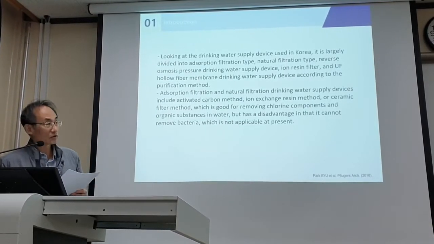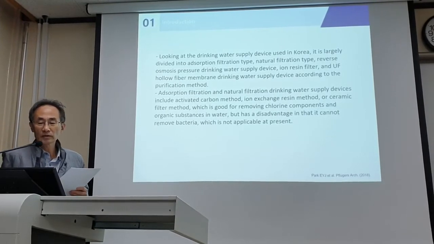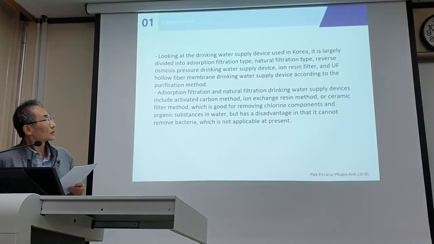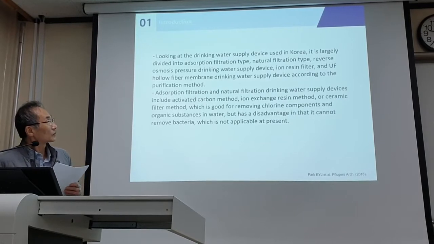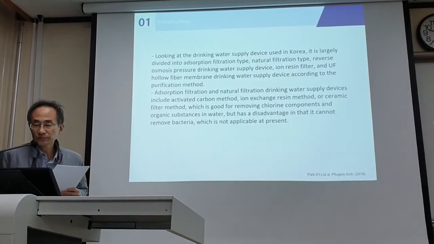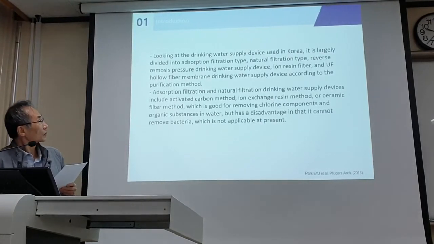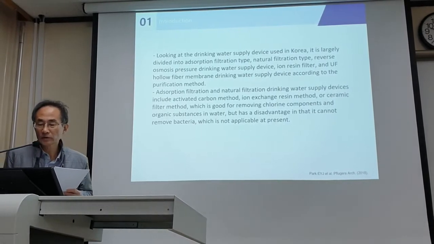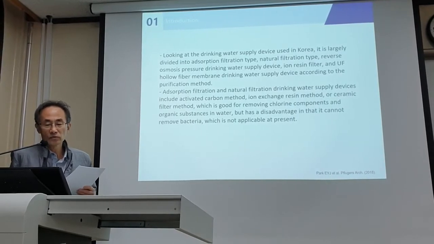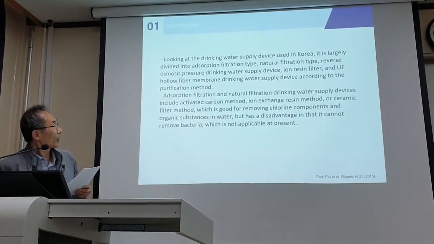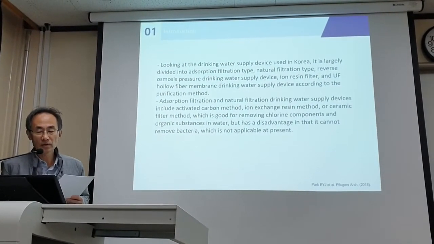For the introduction, I wrote in this way. Looking at the drinking water supply devices used in Korea, they are largely divided into the absorption filtration type, natural filtration type, reverse osmosis pressure drinking water supply device, ion raising filter, and the UF hollow fiber membrane drinking water supply device, according to the purification method.